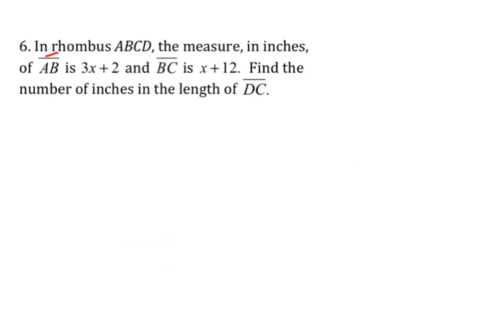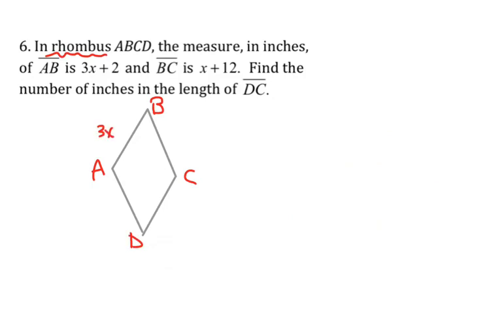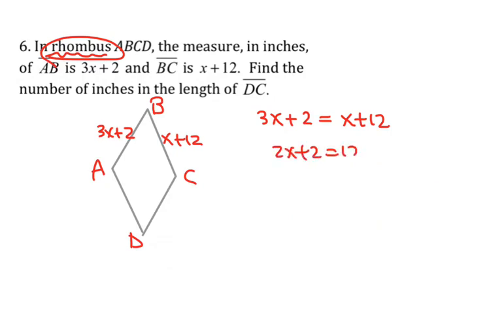Number 6, in a rhombus, that means all sides are equal to each other, ABCD, the measure in inches of AB. So I can make something like this, and then I'll say this one is ABCD, and AB is 3x plus 2, and then BC is x plus 12. Since it's a rhombus, we can say that they're equal to each other. So 3x plus 2 has to be equal to x plus 12. Then subtracting x, we get 2x plus 2 equals 12. By subtracting 2, 2x equals 10, where x equals 5.